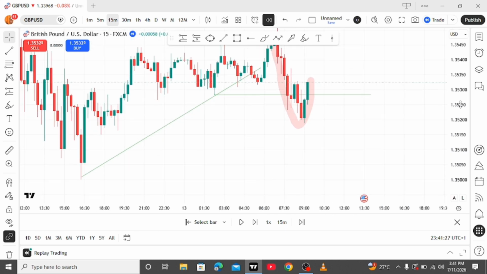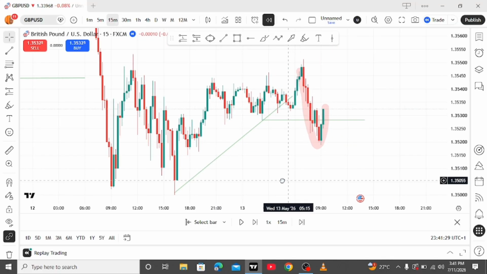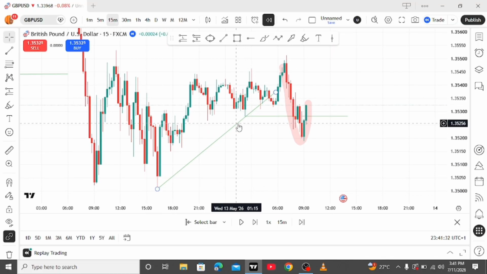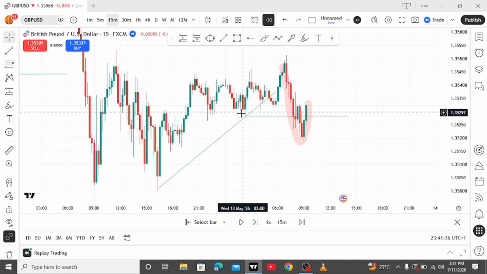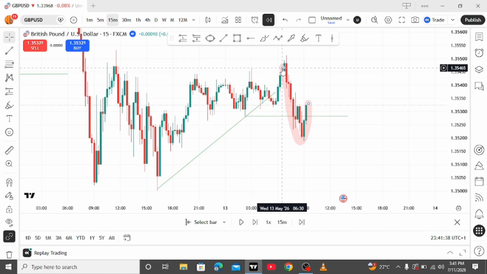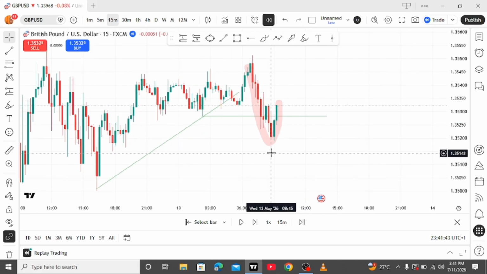So we waited for the market to form the continuation pattern, which the market did. And then at this point, this is where we're waiting for the market to break below this support level. This is our support level. So we're waiting for the market to break and retest the support level. This is where we enter a short position.